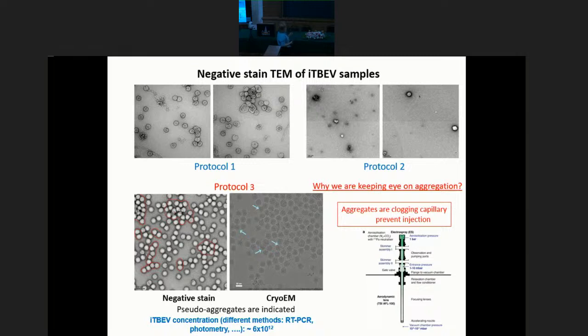Why do we pay attention to aggregation? Because of the delivery system. You have to electrospray your sample to aerosol, and if you have aggregation, aggregates will clog your capillary, which is a part of the delivery system, and prevent injection. Injection is the key moment of the whole experiment. If you do not have good injection, you will not have data, for sure. So the sample has to be as homogeneous as possible.